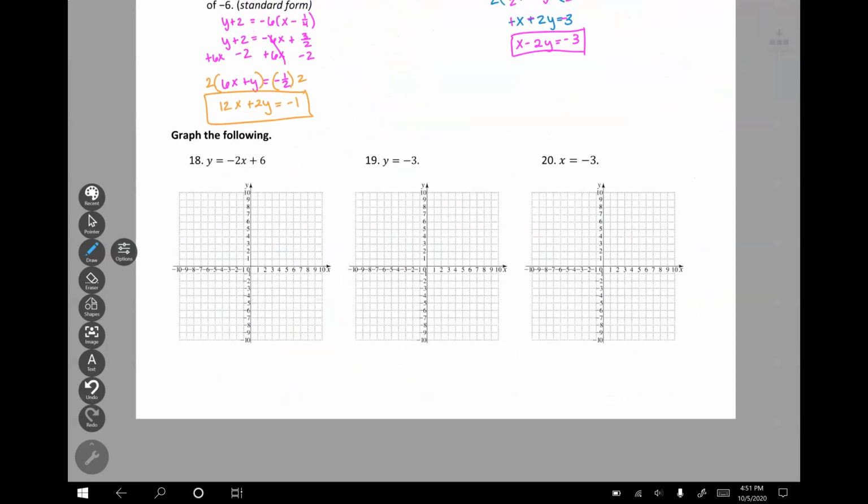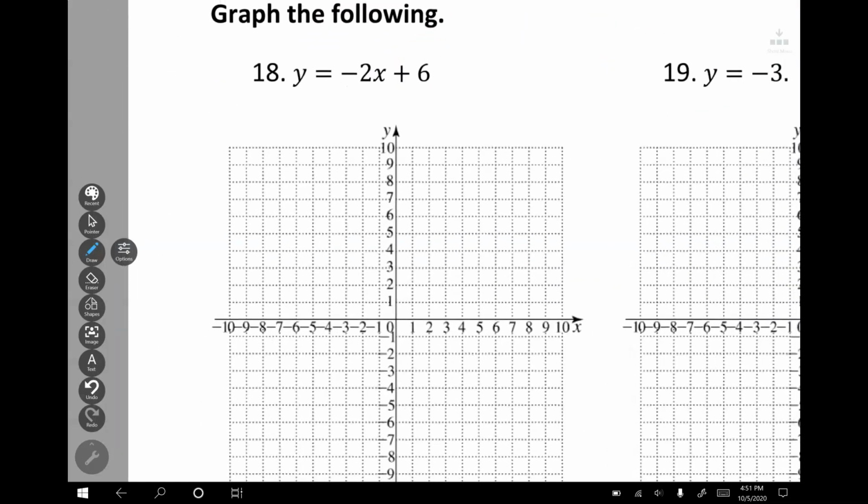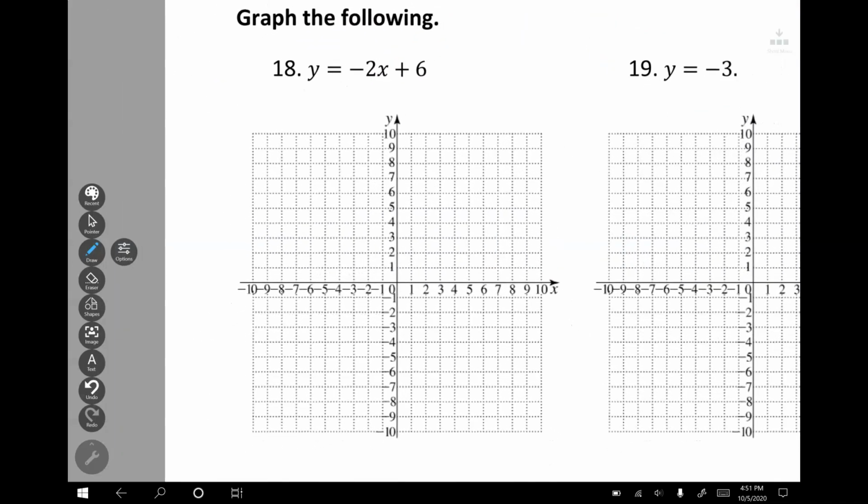All right, and now let's look at a few graphs. So let's go over graphing equations. First, plot the y-intercept. So we're going to plot that at 6. And then use your slope to get to the next point. So the slope here is -2/1. So you're going to go down 2 and over 1, down 2 and over 1. So those are all points on the line. So now you can draw your line through those points. Okay, a little crooked, but we get the gist.